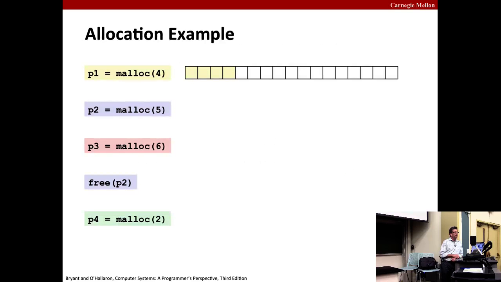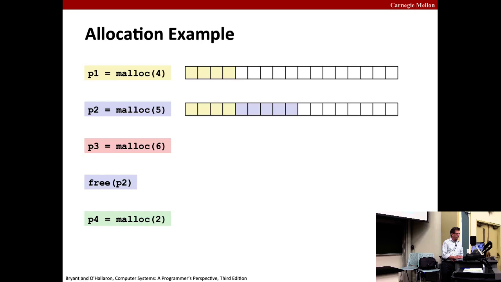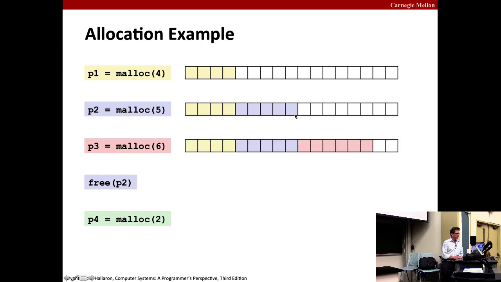So let's look now at how a sequence of allocations and frees would work. Notice I'm calling malloc with the size in words, not bytes, just to keep these pictures simpler. First we call malloc and allocate a 4-word block. That gives us a pointer p1. Then we call malloc again to get a 5-word block. So it just takes one of the free words and allocates it.